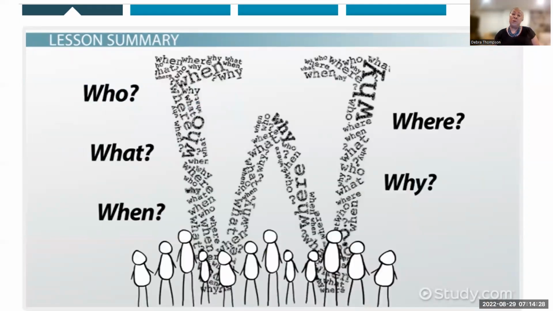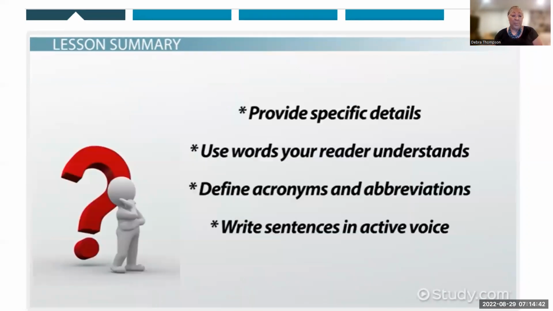Let's summarize what we've talked about today. We'd say that in order to write with clarity, we want to be sure to use the 5 W's: who, what, when, where, why. And I always add H for how. You want to provide specific details. Use words your reader understands. Define acronyms and abbreviations. And write sentences in active voice.